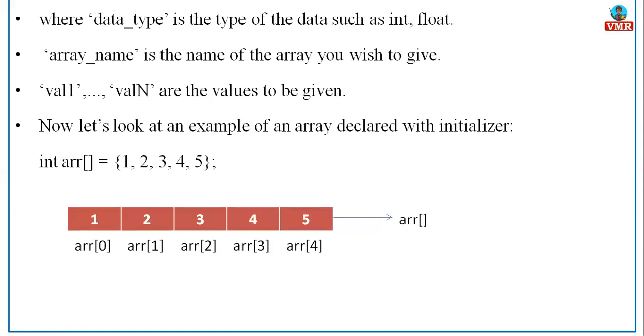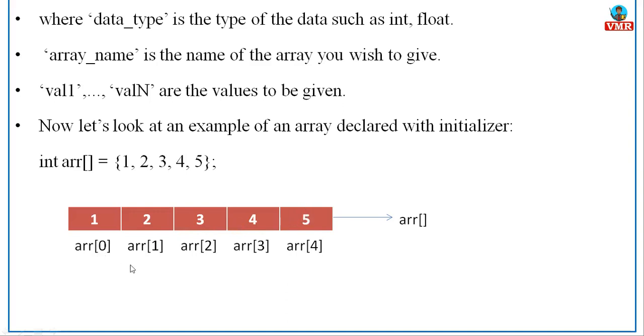Here data type is the type of the data such as int or float, array name is as usual whatever name you want to give, and values are whatever list of values you want to store into the array. So value 1, value 2, and so on up to n values you can give. This is an example: int array equals 1, 2, 3, 4, 5. This is how the array will be stored in memory. At the 0th index I'll have 1, at the first index I'll have 2, at the second index I'll have 3, at the 3rd index I will have 4, and at the 4th index I'll have 5.